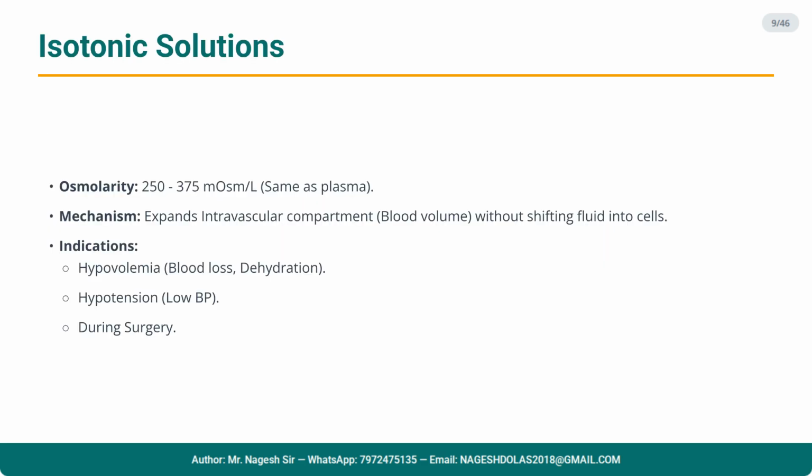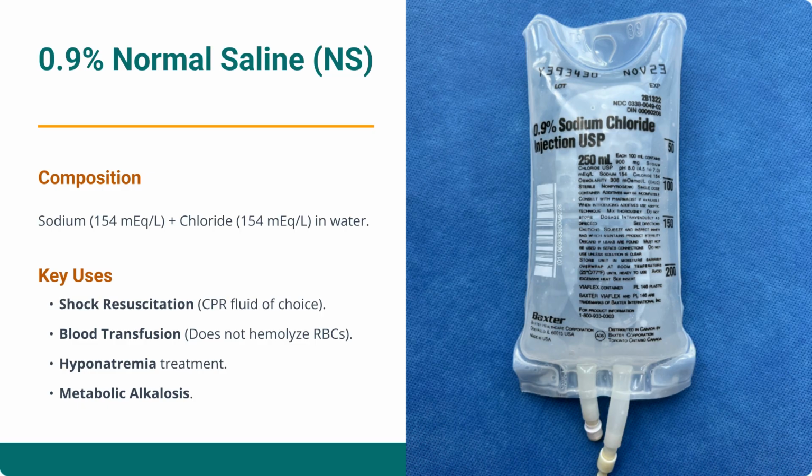Isotonic solutions have an osmolarity similar to plasma, between 250 and 375 milliosmoles per liter. They expand the intravascular compartment without shifting fluid into cells. Indications include hypovolemia, hypotension, and use during surgery. 0.9% normal saline is composed of sodium and chloride in water. Key uses include shock resuscitation, blood transfusion compatibility, hyponatremia treatment, and metabolic alkalosis.